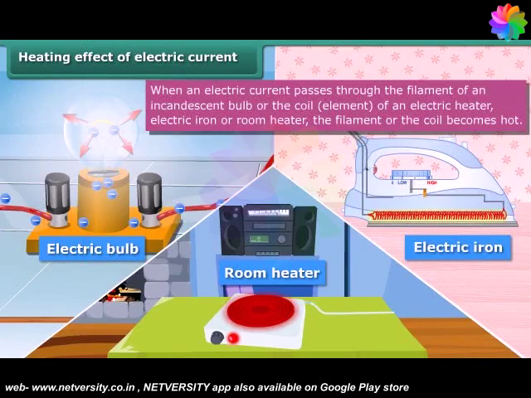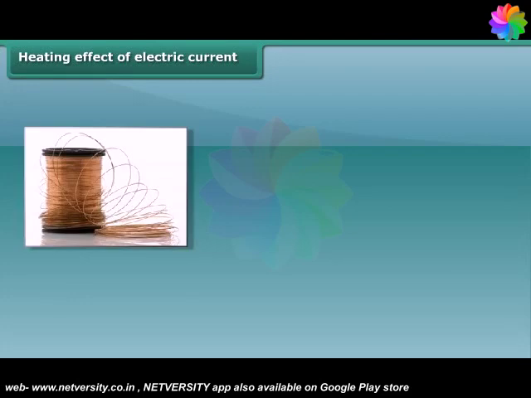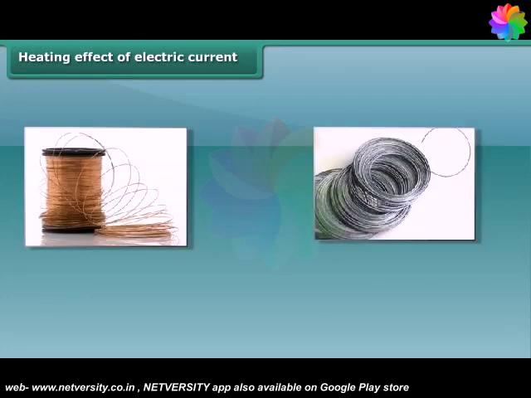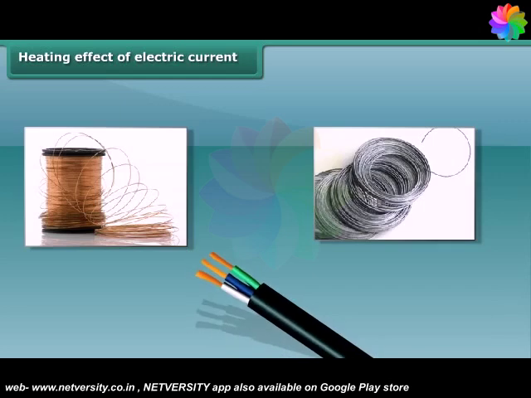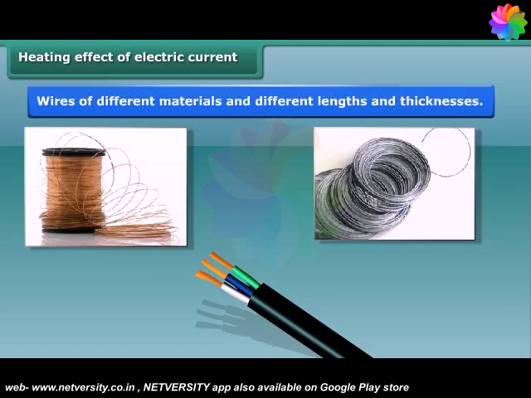The amount of heat produced in a wire depends on its material, length, and thickness. Thus, for different requirements, we use wires of different materials and different lengths and thicknesses.